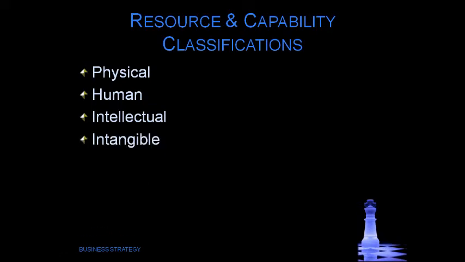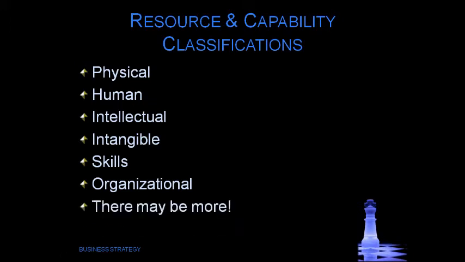There are physical resources, human resources and capabilities. Intellectual, these might be patents or they might just be knowledge. There are intangible, what we know, how we do things, skills that we have, and organizational capabilities, like a big capability that leads to a big competitive advantage for Microsoft is that they can change on a dime. And there may be more, so don't think this is the only list.